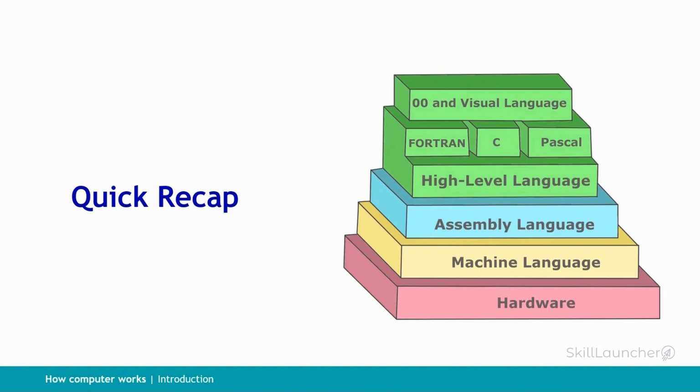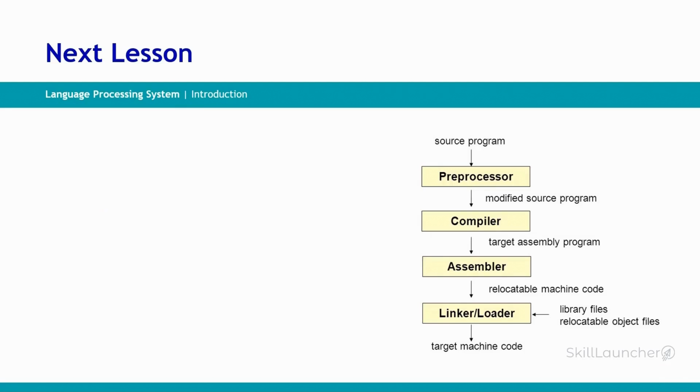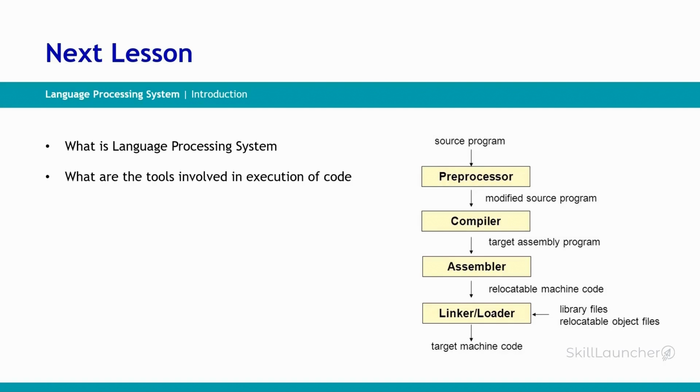Let's have a quick recap. As we know, hardware understands only machine language, but the programmer writes the code in high-level language. So the high-level language gets converted to low-level machine language with the help of assembler and linker, which is then understood by the hardware. In the next coming lesson, that is language processing system, we would be learning what is a language processing system and what are the various tools involved in execution of code.